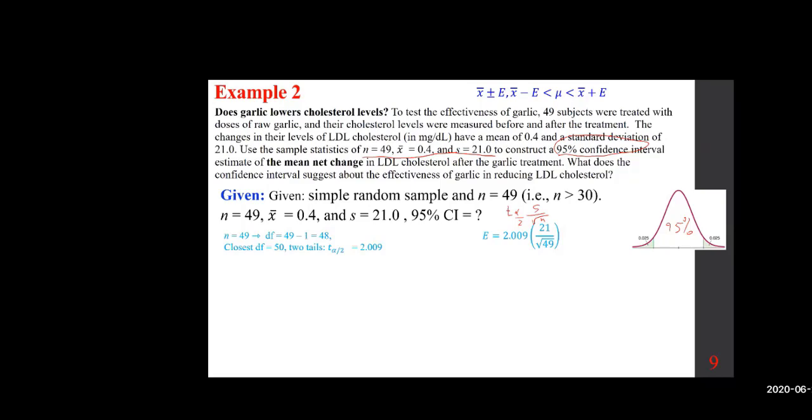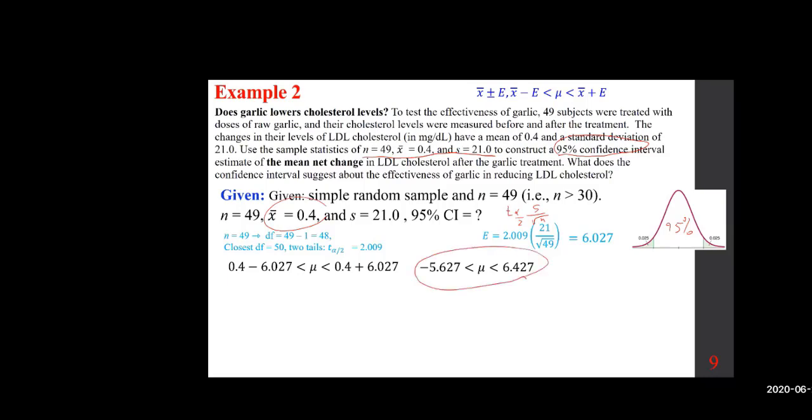You have to do it at the end when you want to turn in your answer, but in between your calculations, you want to keep as many decimals as you can, or your calculation will be wrong. So having said that, you calculate the value of E, and all you have to do, x bar is 0.4, add and subtract this number. Subtract from 0.4, add to 0.4. And so this is the confidence interval.